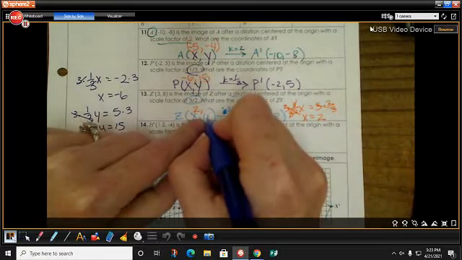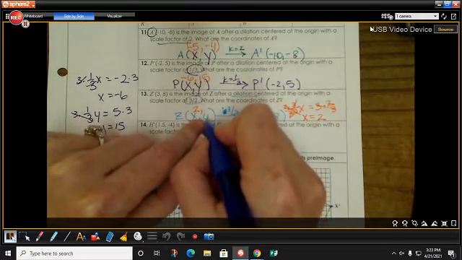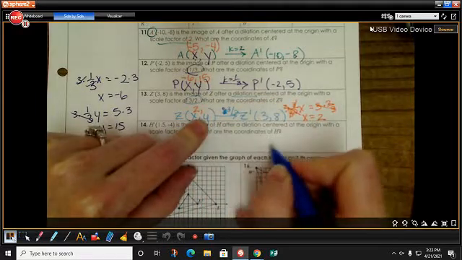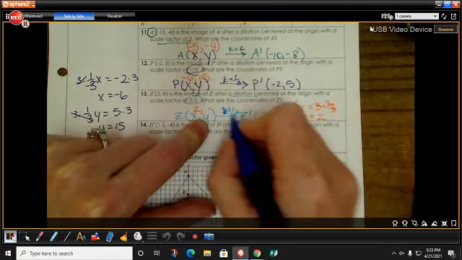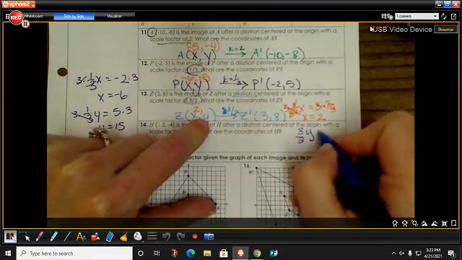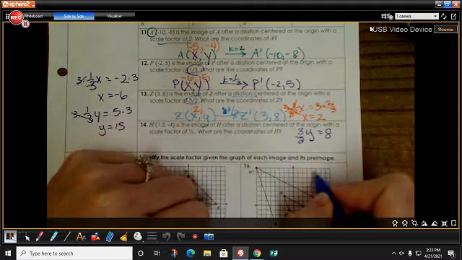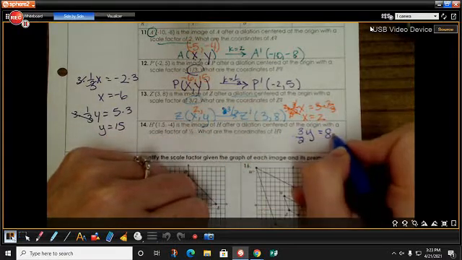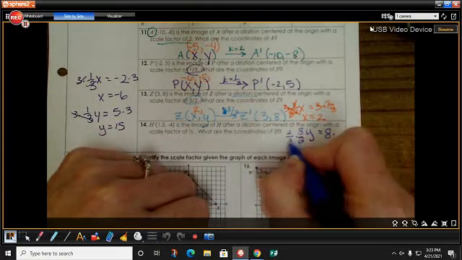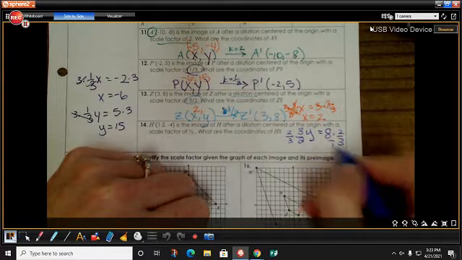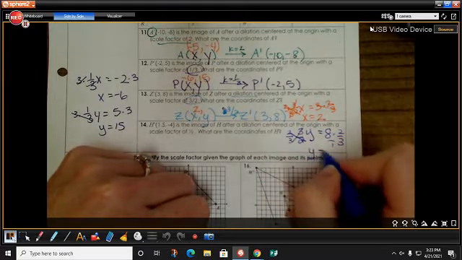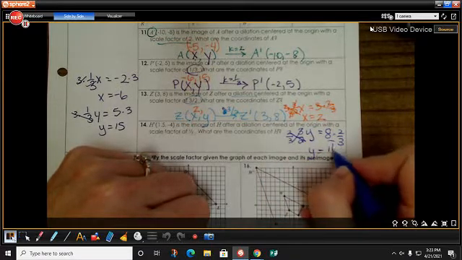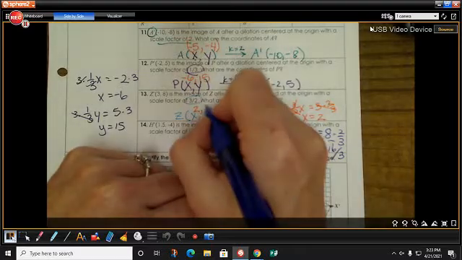Then for my Y, same thing. I'm going to take my Y times my scale factor. So Y times the 3/2 gives me my Y over here. And then I'm going to work backwards, so I'll use the reciprocal. And Y ends up being 8 times 2 is 16/3.